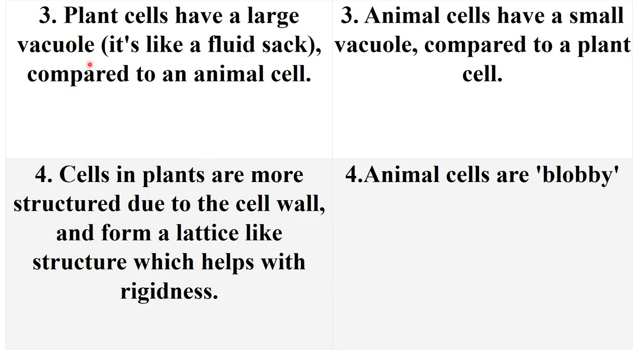Plant cells have a large vacuole. It is like a fluid sac compared to animal cells. Animal cells have a small vacuole compared to a plant cell. Cells in plants are more structured due to the cell wall. They have a proper structure and form a lattice-like structure which helps with rigidness. But animal cells are blobby. They are not rigid and they do not have any fixed shape.